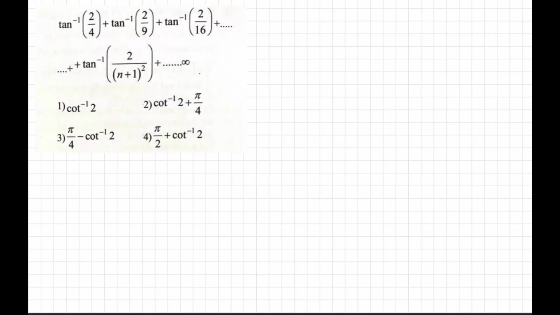In this question, we have tan inverse 2 by 4 plus tan inverse 2 by 9 plus tan inverse 2 by 16 and so on till tan inverse 2 by (n plus 1) whole squared, and this goes on till infinity, and we have to find the solution. Now here, this is the general term. So let us try to simplify this term.